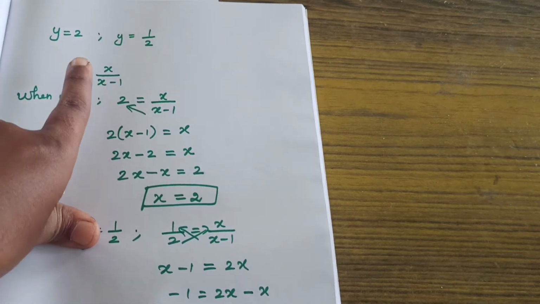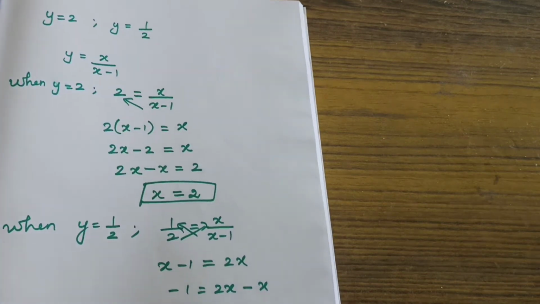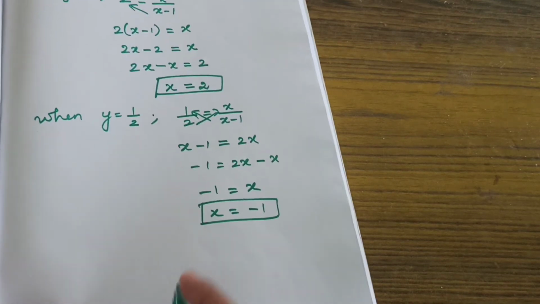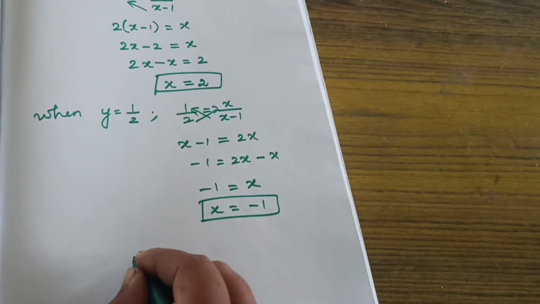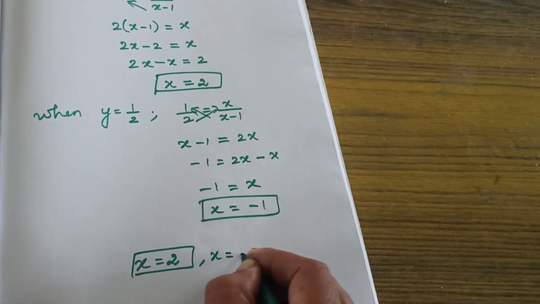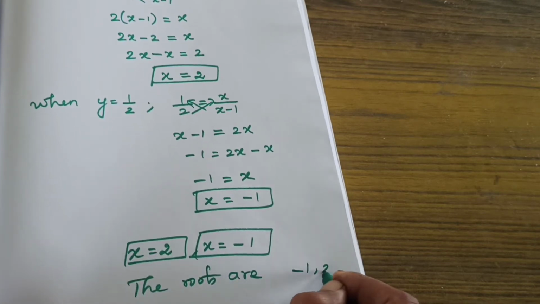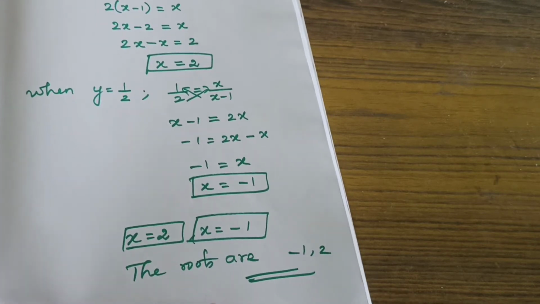After that we need to put in the place. Then we will get the x value, because the question is in x now. We need to find the value of x only. So what is the final answer? x equal to 2 and x equal to minus 1. These are the roots. The roots are minus 1, 2. That's the example problems over.